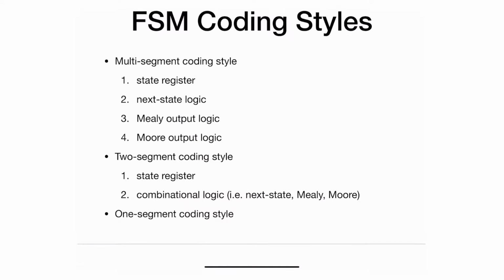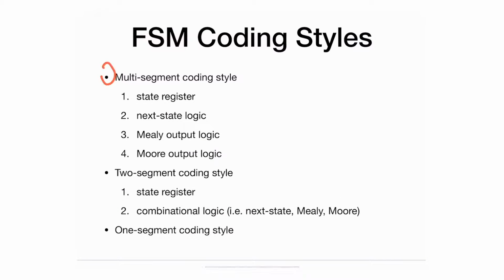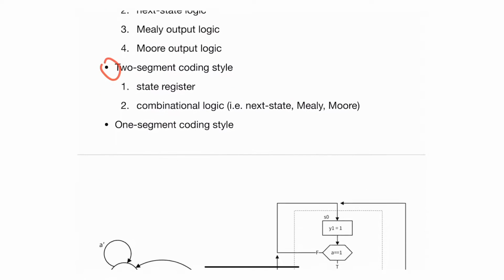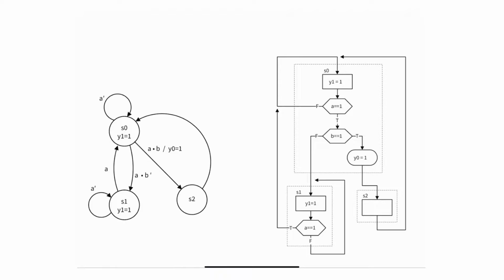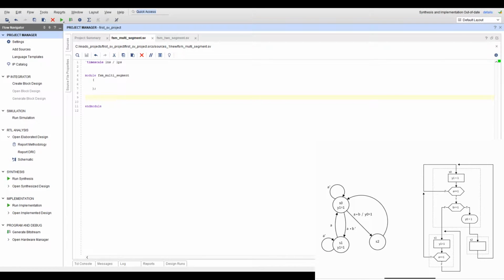So what I want to do right now is take the multi-segment coding style and the two-segment coding style, and basically use it to implement this particular circuit we have seen before. So let's go to Vivado and implement this, okay?